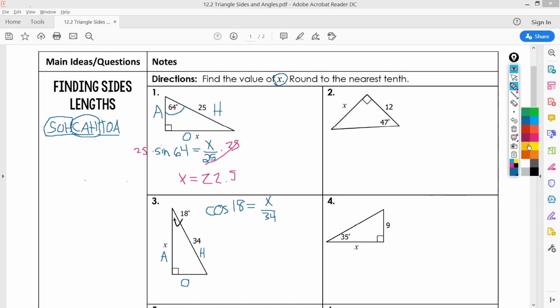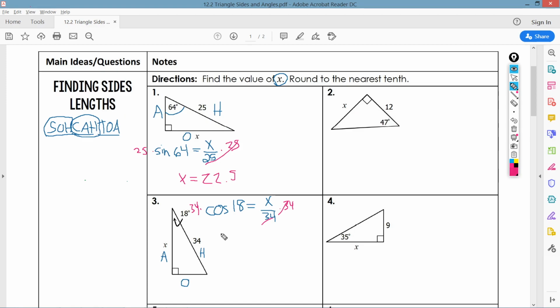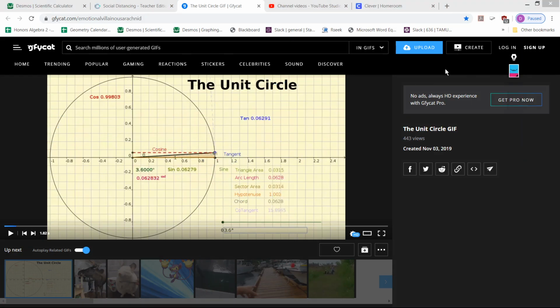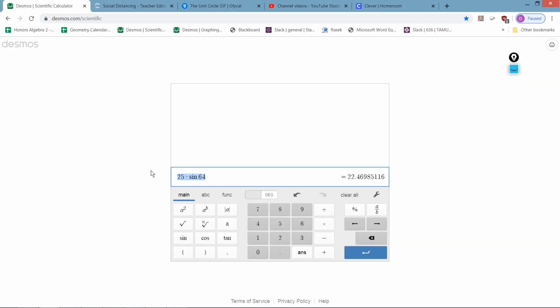So same idea, I multiply both sides by 34. Okay, 34's cancel. So I have X is equal to 34 times cosine of 18. So I do, oops, I have to turn off this. So I have 34 times cosine of 18. Bam, done. 32.3. It's that easy.